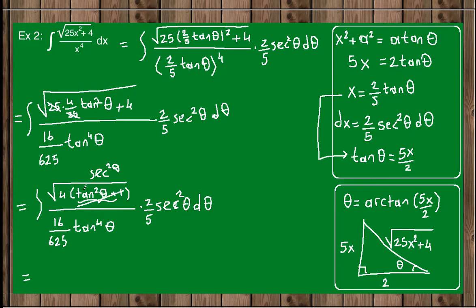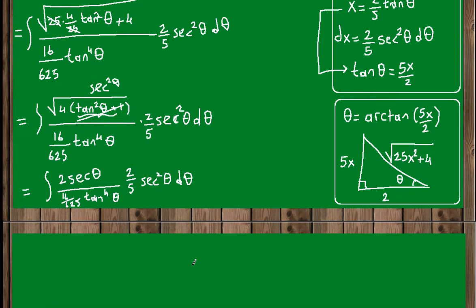And if we take this outside of the radical sign, square root of 4 is 2. Let's write the integral sign first. Square root of 4 is 2. Square root of secant squared theta is just secant theta. And 16 over 625 tangent 4th power theta, times 2/5 secant squared theta d theta.